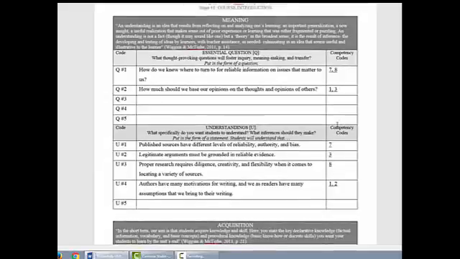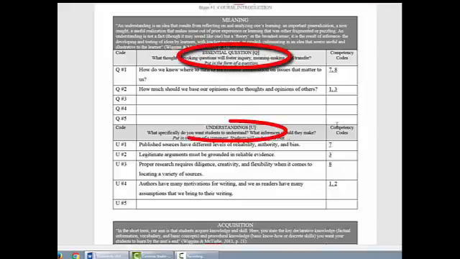The meaning section is divided into two components, essential questions and understandings. As the name indicates, essential questions should be framed as a question. These questions should pull together the big idea of the entire unit. They should be open-ended with no clear right or wrong answer and could perhaps be the subject of debate or controversy. For mine, you can see that my first essential question is, how do we know where to turn to for reliable information on issues that matter to us?